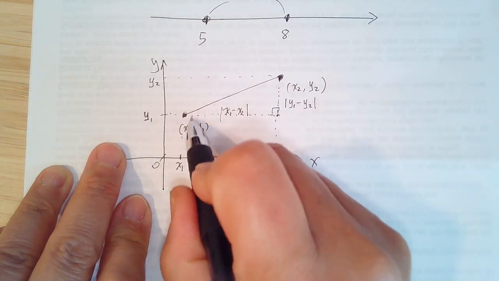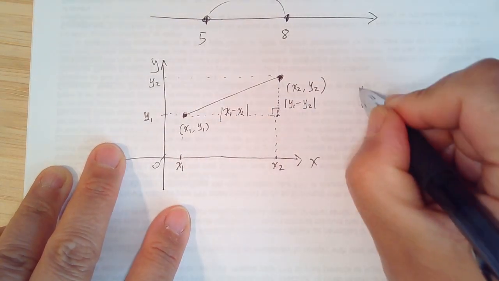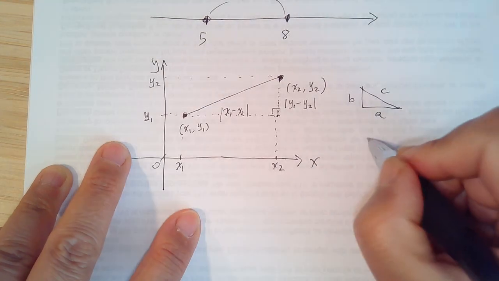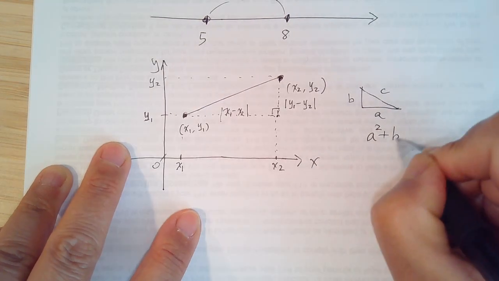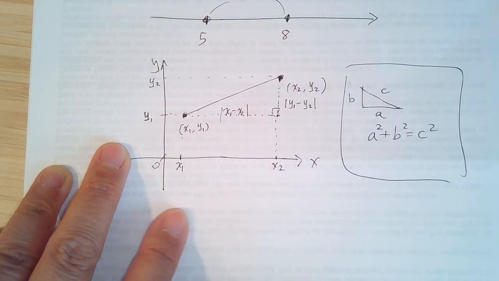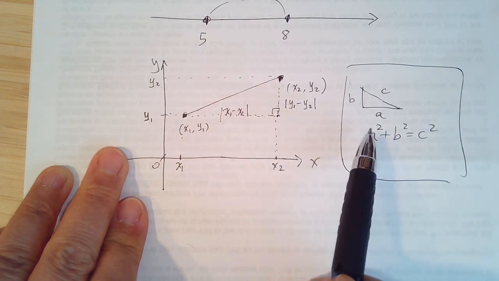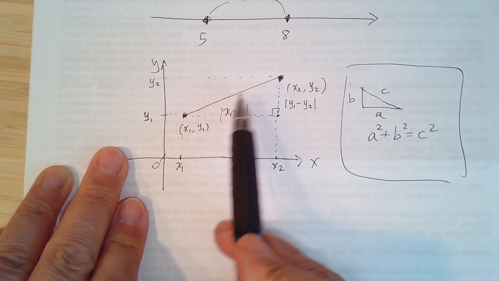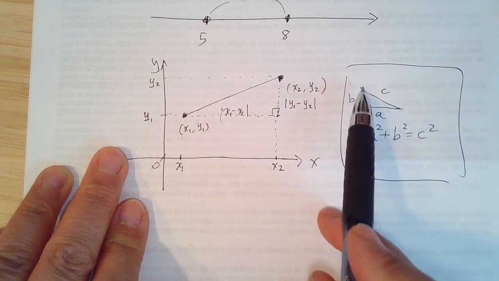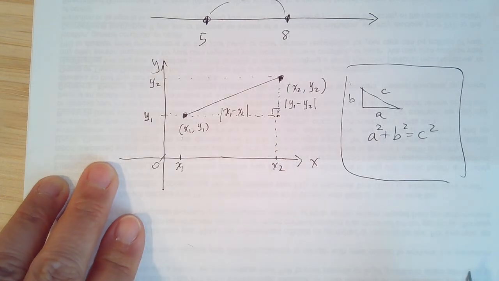All right, now once you have the length of this side and this side, by the Pythagorean theorem, if you remember, we have a, b, and c. So that is a squared plus b squared equals c squared. You know that, right? Okay, so once you have this distance and this distance, you can use the Pythagorean theorem to find out the distance between these 2 points. Literally, you find the c squared, which is the distance squared. Then you just need to take the square root.